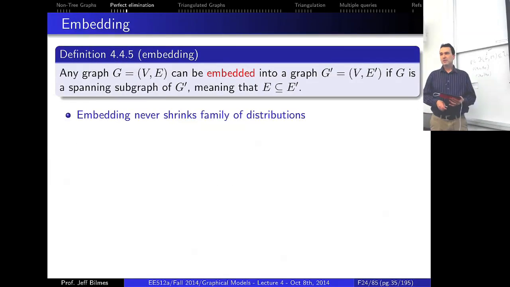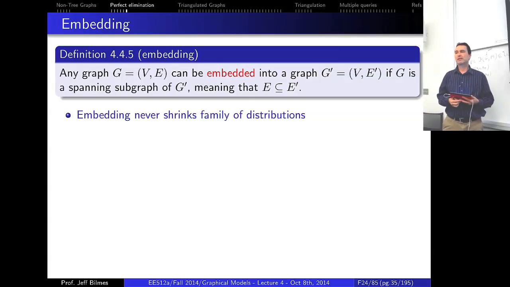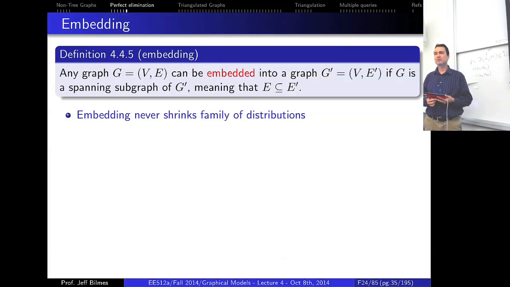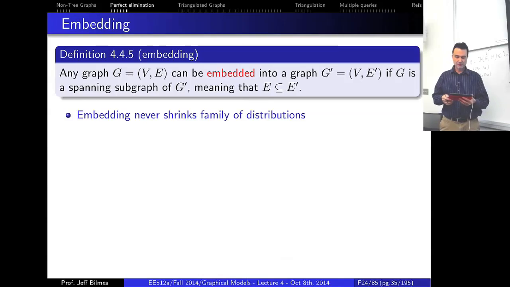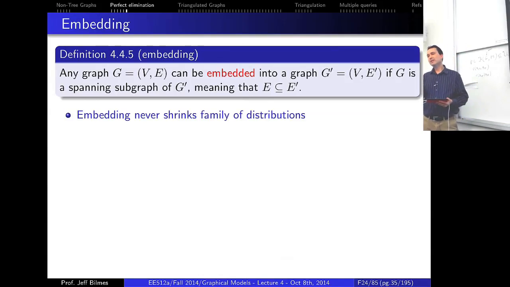Okay, let's continue for the second portion of today's lecture. This notion of embeddability of graphs is a very general graph theoretic concept that people have used. We're going to use it from the perspective of embedding one graph into a perfect elimination graph. But in general, we're saying that any graph can be embedded into another graph if the other graph has a superset of the set of edges.